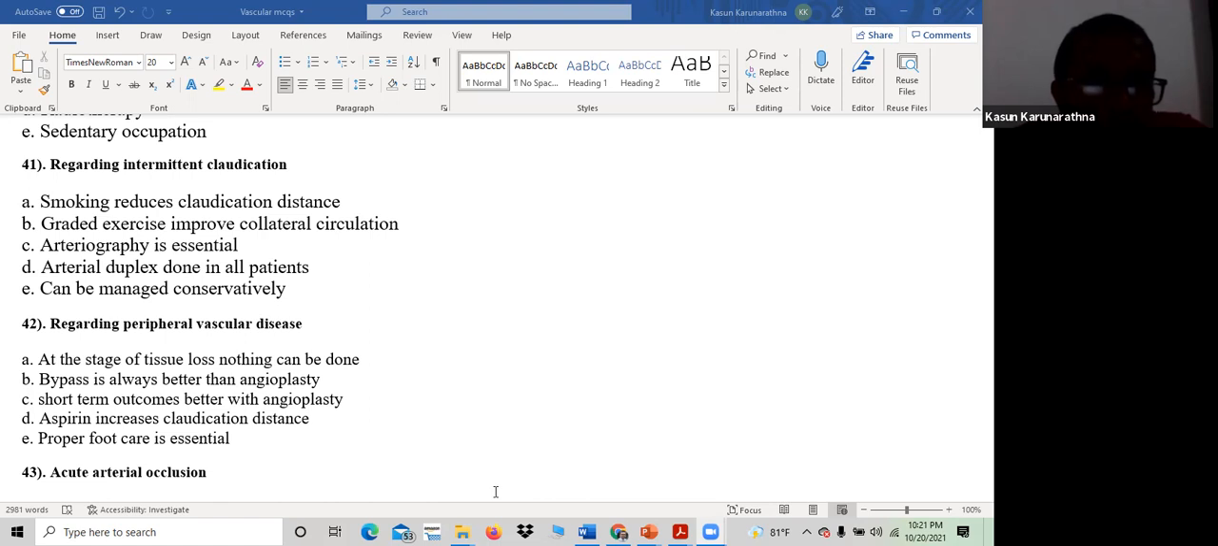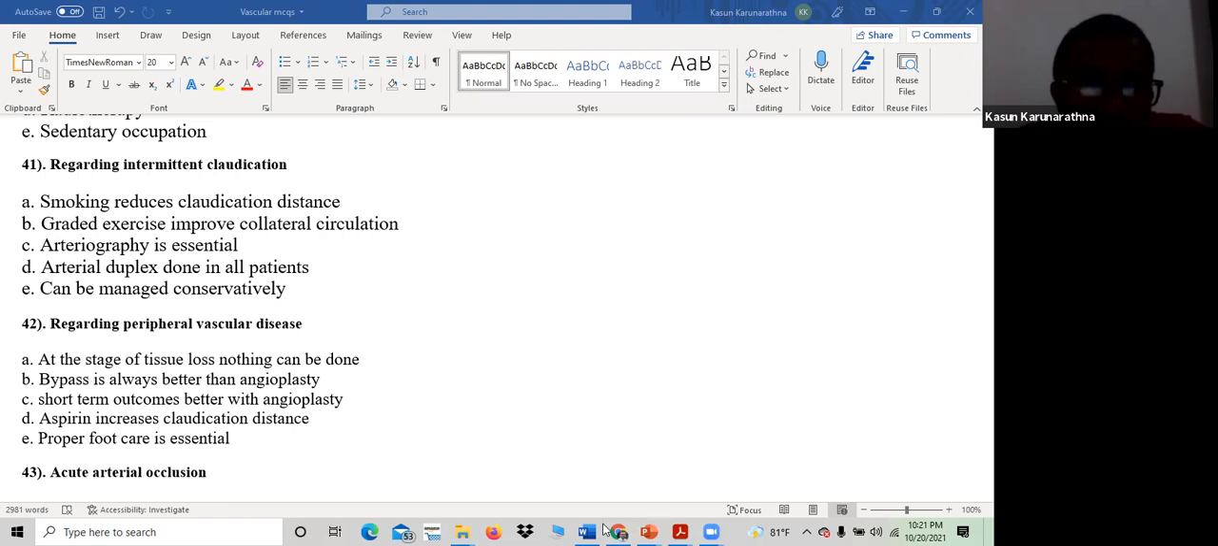Graded exercise improves collateral circulation. True. Arteriography is essential. False. Unless you plan for intervention, you don't have to do the imaging. Arterial duplex done in all patients, that is again false. Unless you plan an intervention, you don't do imaging. Can be managed conservatively. Yes, you don't need surgical intervention always, right? So A false, B true, C and D false, E true. Right.